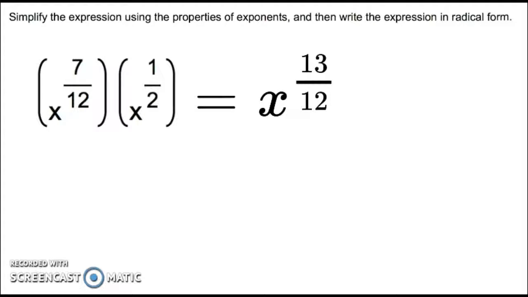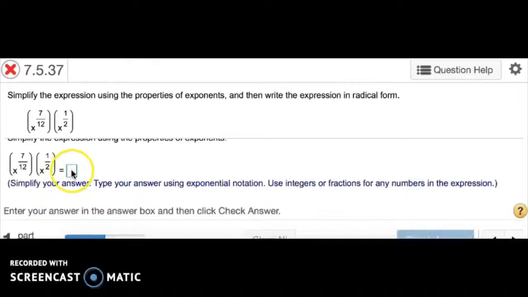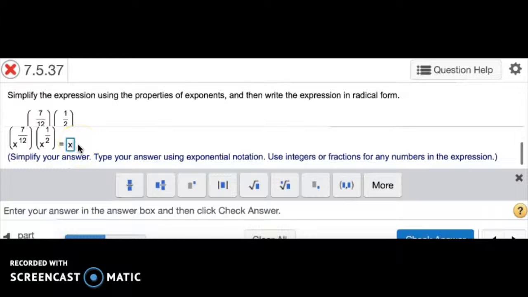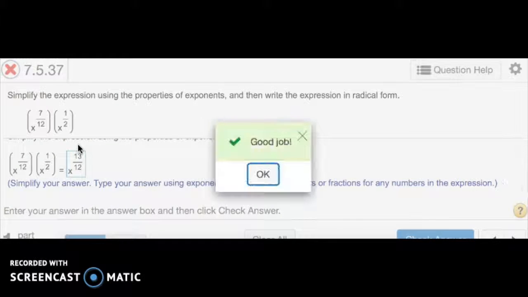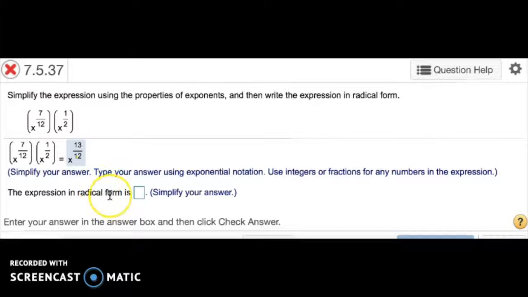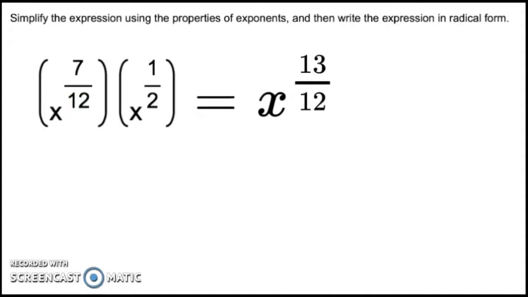Now that's the first part of our answer, so let's type that in. It first tells us to write the exponential notation form. So we would have x to the 13 over 12. And that's the first part of it. The second part wants it in radical form, so let's go back and see how to do that.